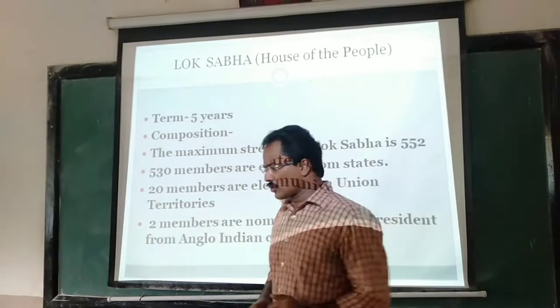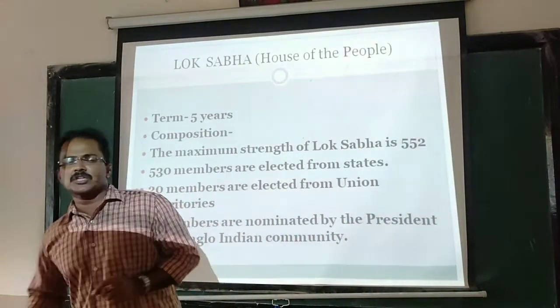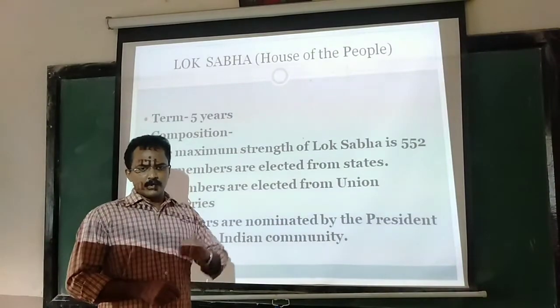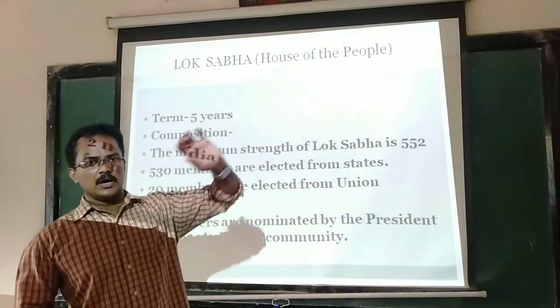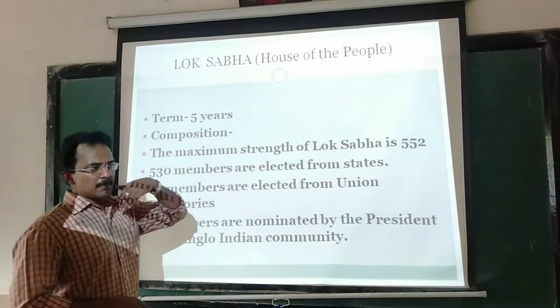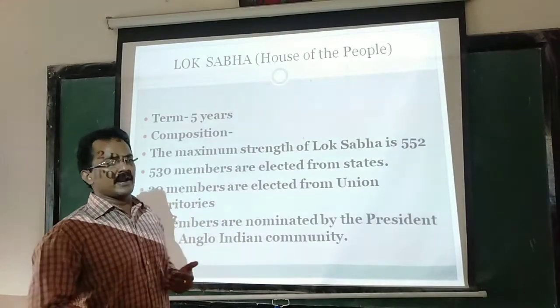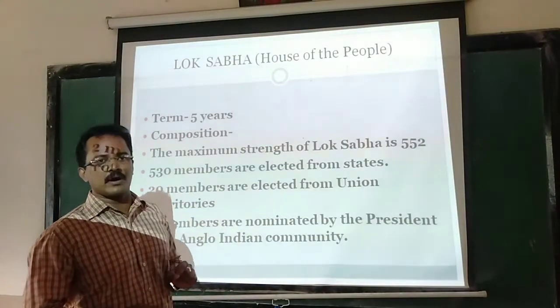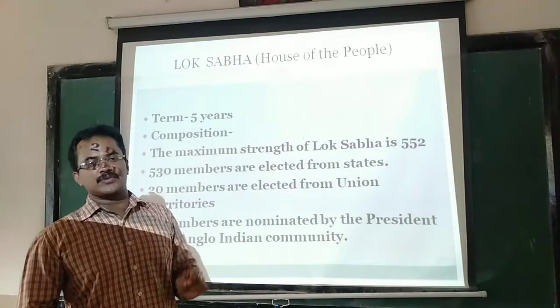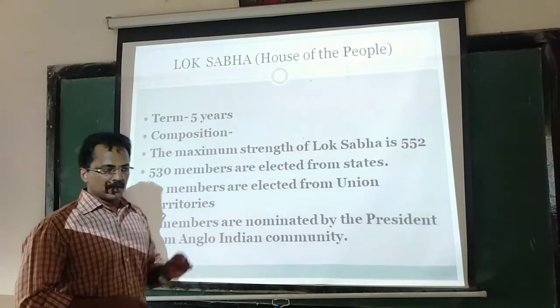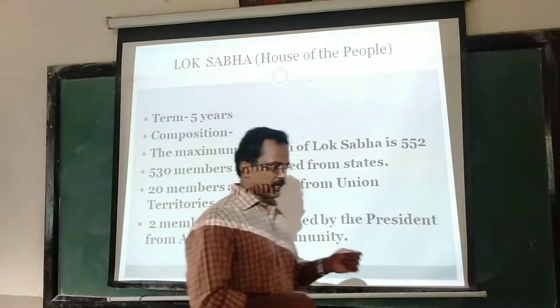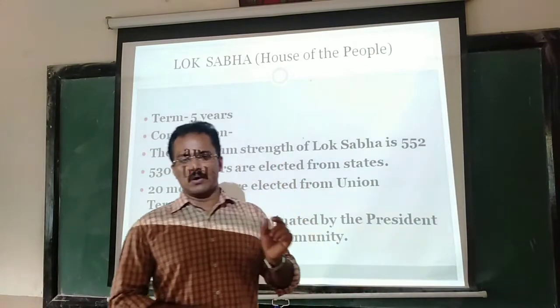The next topic is the composition of Lok Sabha. The composition means the numerical strength. The maximum permissible numerical strength of Lok Sabha is 552 members. Remember this number regarding the composition of Lok Sabha.